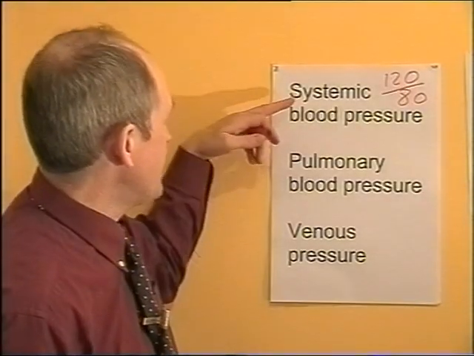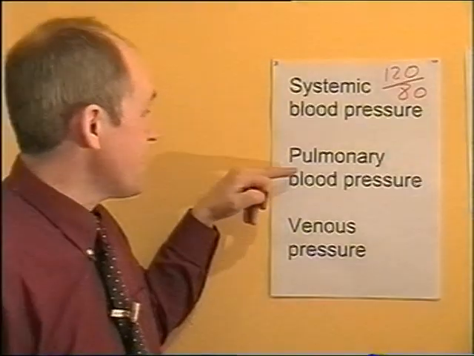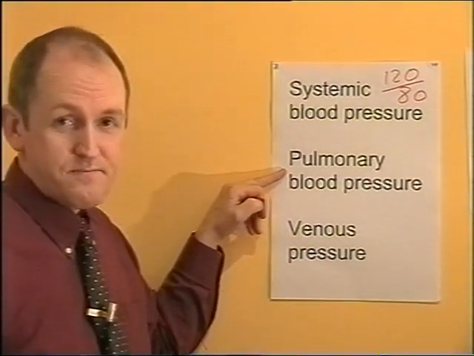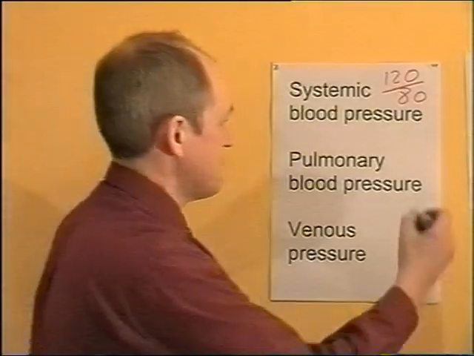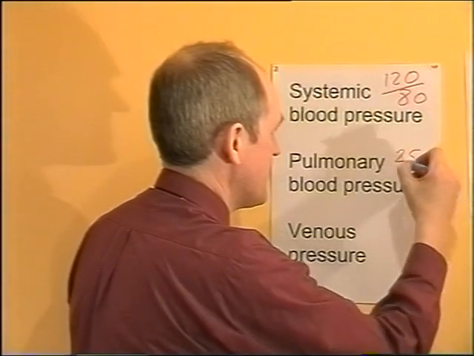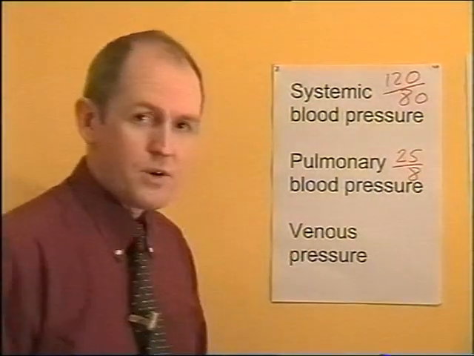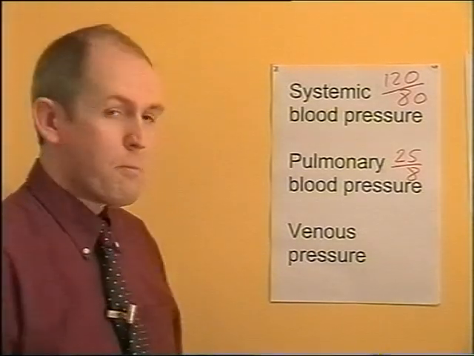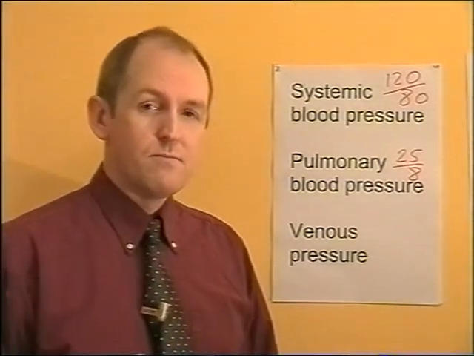This is generated by the left side of the heart. This is generated by the right side of the heart. So something like 25 over 8 millimeters of mercury might be a normal pulmonary arterial blood pressure.